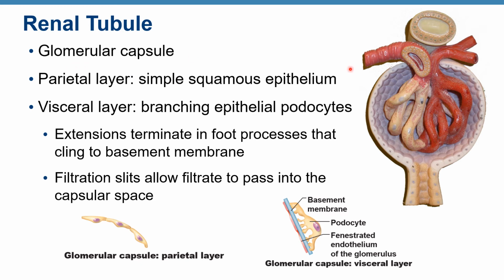Now, if you look at this glomerular capsule itself, it will have a parietal layer. That's the parietal layer, those cells over here. And it will have a visceral layer. The visceral layer are these yellow cells, and those cells are called podocytes. So you can see this is the visceral layer, and the podocytes are shown here in yellow, and this is the parietal layer of the capsule, and this is like simple squamous epithelium.